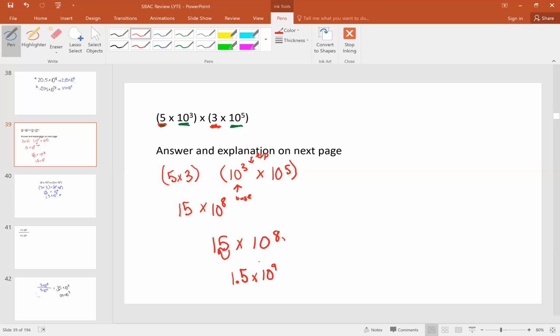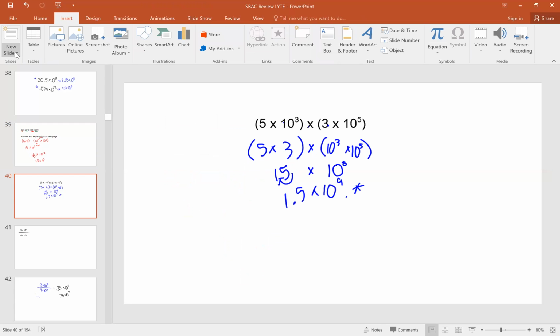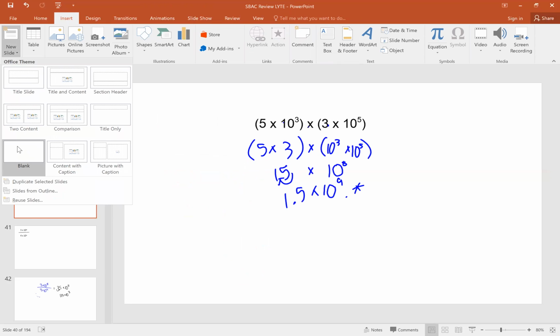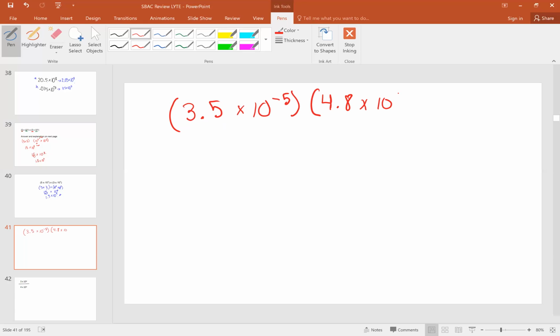I can try one more quick multiplication one, and then I'll do a division one. Let's just take two numbers. 3.5 times 10 to the negative 5th and 4.8 times 10 to the 11th. Okay, actually let's do a negative number, make it a little bit harder.